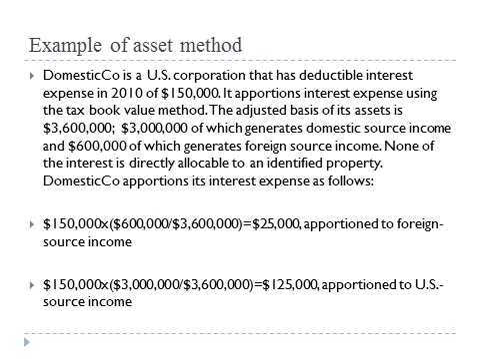Domestic Co. apportions its interest expense as follows: $150,000 times $600,000 divided by $3.6 million gives you $25,000 apportioned to foreign source income, and $150,000 times $3 million divided by $3.6 million gives you $125,000 apportioned to U.S. source income.